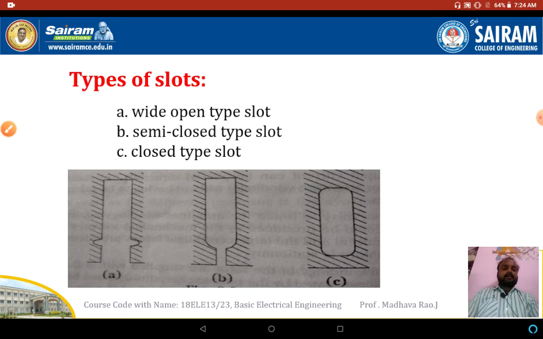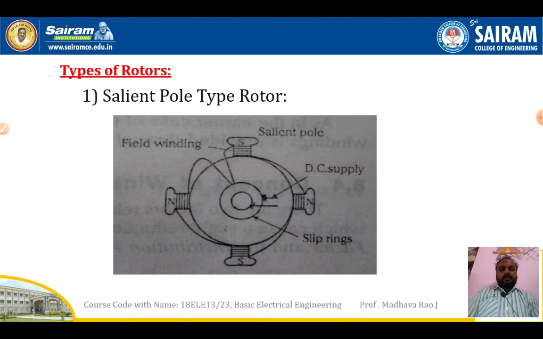Next we will see the types of rotors. Coming to the rotors, a synchronous generator has two types of rotors. One is the salient pole type rotor and the other is the non-salient pole type rotor. The salient pole type rotor, we can also call projected pole type rotor.